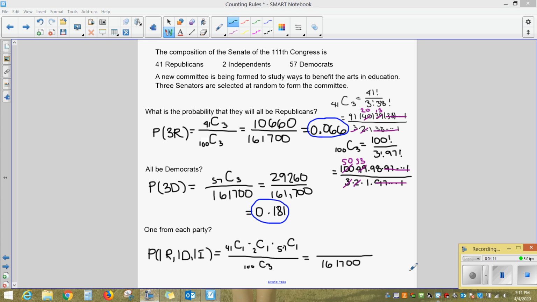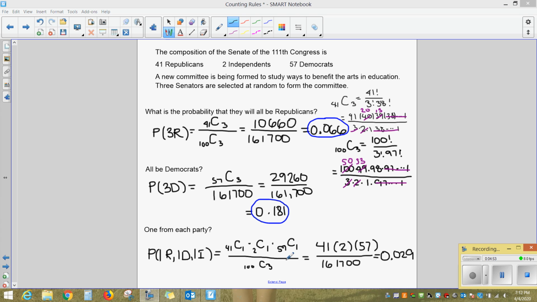Okay, so if we want one of each, and I went out of order, I just went the way they were written across the top up here. Out of 41 Republicans, we want one of them. Out of 2 Independents, we want one of them. Out of 57 Democrats, we want one of them. If we multiply those 3 together, that's what goes on top, with the regular denominator that we've been using. Go ahead and pause it again if you need some time to compute what those 3 things are. They're pretty short and sweet, but figure those out, and then round to the nearest thousandth like we've been doing.